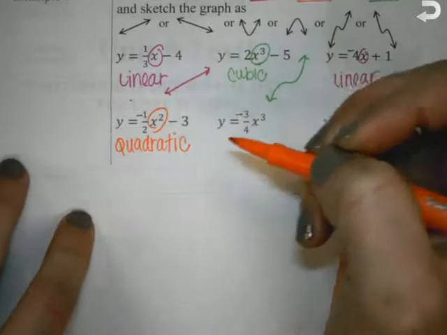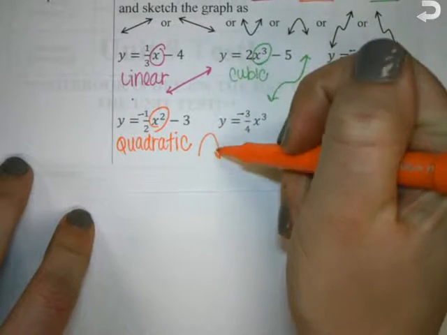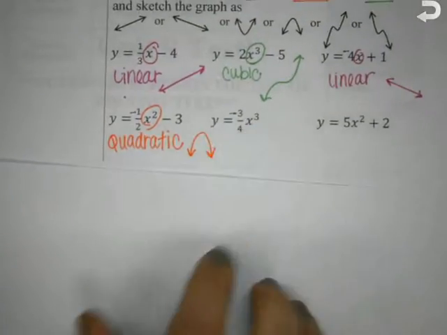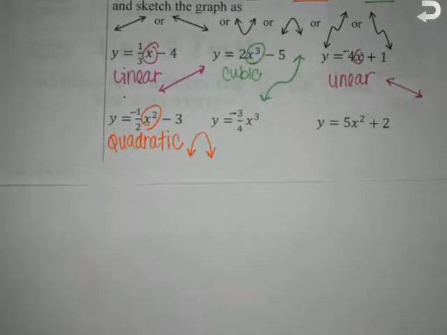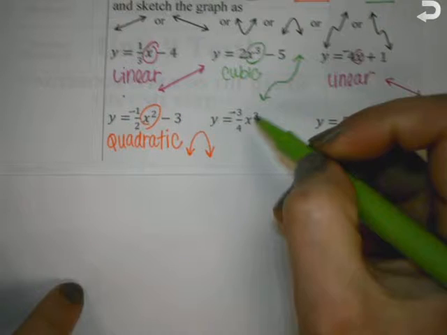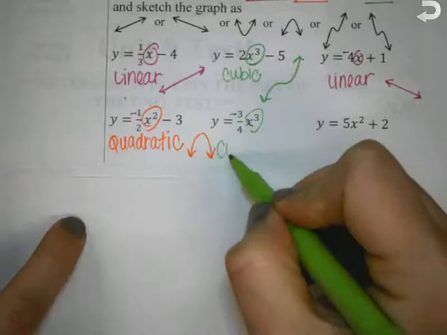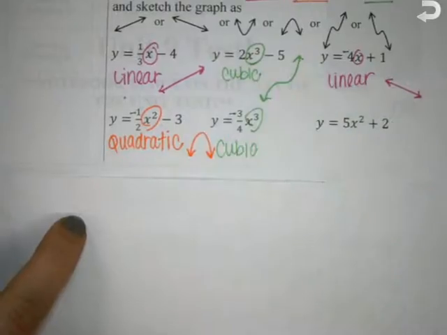Yes. y equals negative 3/4 x to the third. Quadratic, linear, or cubic? Cubic. Cubic, because it has an x to the third. So label it cubic. Positive or negative? Negative. So this one's going downhill, so it's going to be curving down.